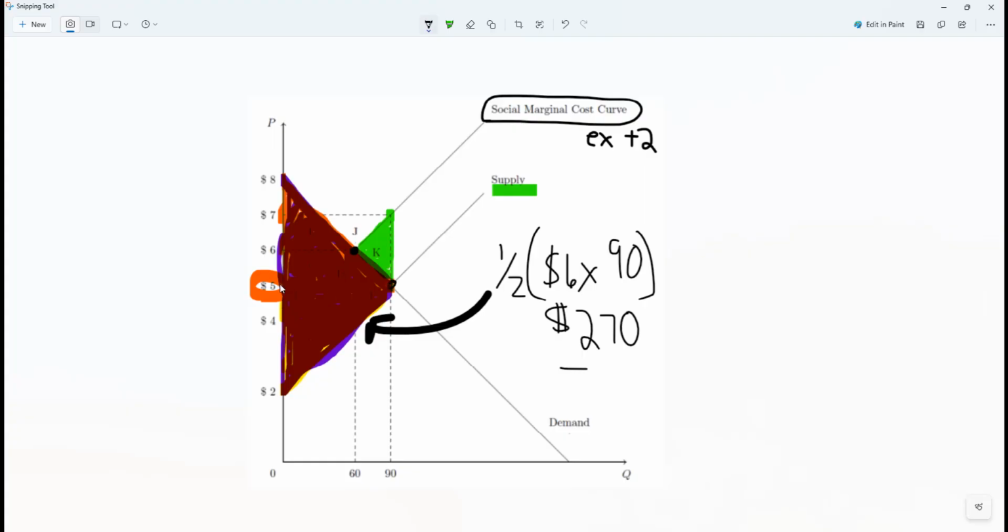And this goes from $5 to $7, so it's going to be the area of that triangle. That would be $2 times the number of units that we're overproducing with this negative externality, which would be 3. Okay, and here I can do this in my head, it would just be $30. So if I take that away from the market outcome, we really get to 240 for our total surplus when we account for the externality.